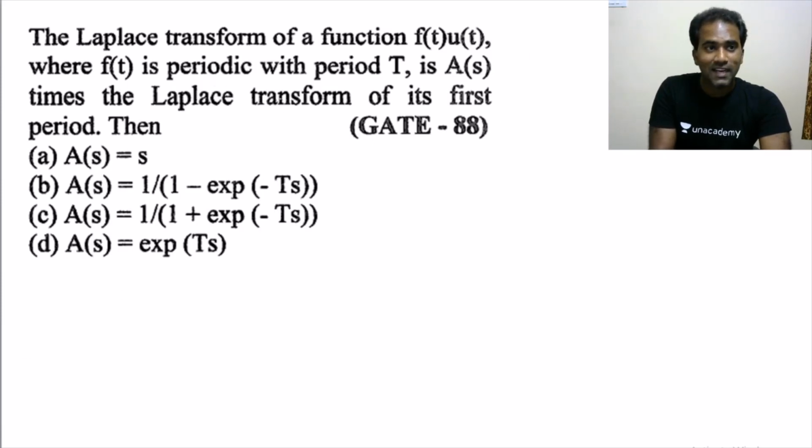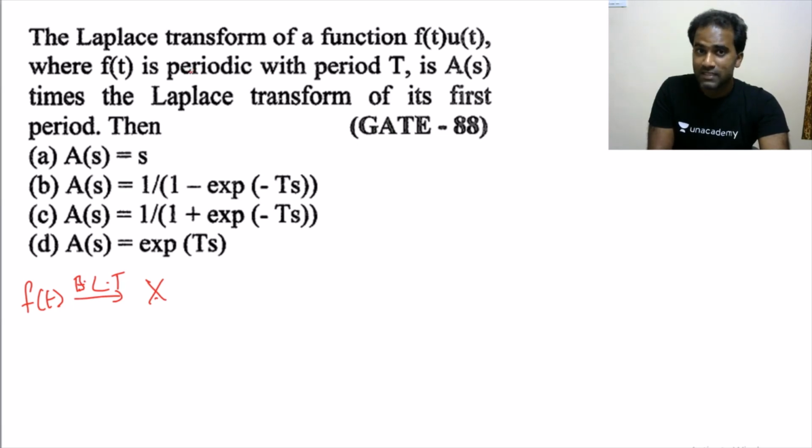So you should understand the Laplace transform of a function f of t into u of t, where f of t is periodic. Periodic means it exists from minus infinity to plus infinity. For f of t, the bilateral Laplace transform does not exist, because it is a periodic signal, which means it exists from minus infinity to plus infinity, and it is a power signal. Generally periodic signals are power signals.